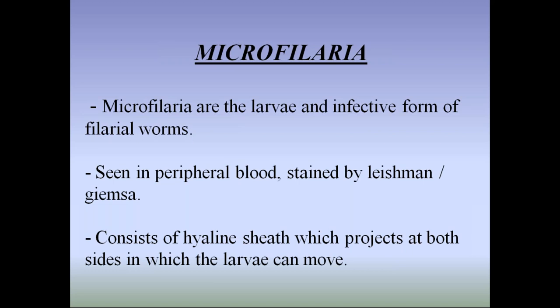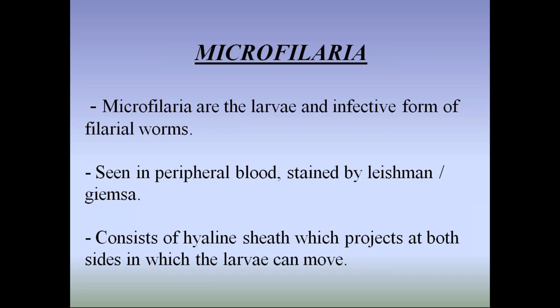Next, the most important worm, the microfilaria larva. The microfilaria is a somatic nematode. It is a larval form of Wuchereria bancrofti or Loa loa or Brugia malayi. There are various filarial worms, like Wuchereria bancrofti, Brugia malayi, Loa loa, and various Mansonella, etc.